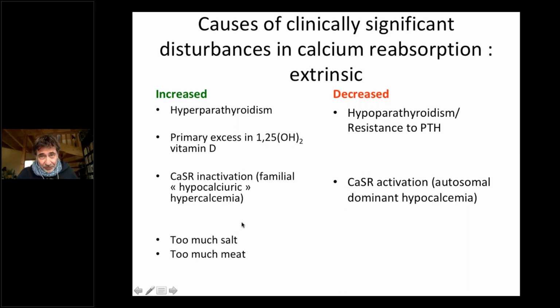And again, I'm sorry, but too much salt and too much meat should be in the decreased group. Calcium reabsorption can be decreased in patients with hypoparathyroidism or resistance to PTH, according to what PTH does on the renal tubule, and when the calcium sensing receptor is activated. And also in patients eating too much salt and too much meat.